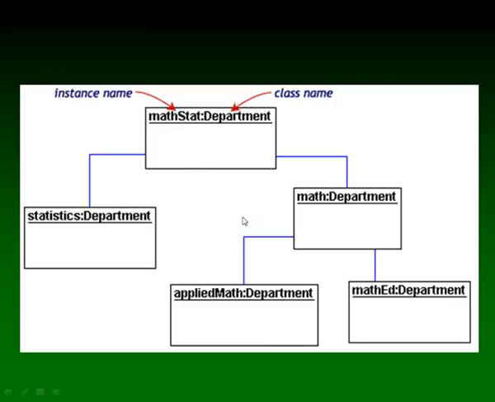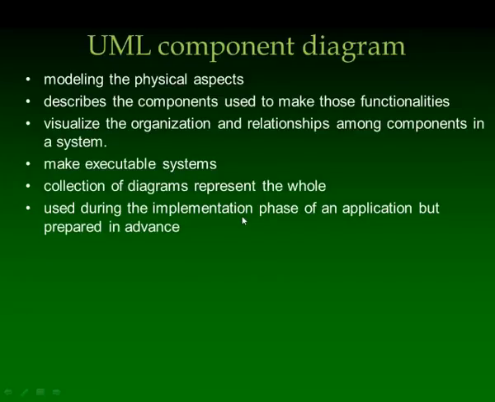Okay, and then we've got the component diagrams, which are one of the two kinds of diagrams found in modeling the physical aspects of an object-oriented system. Physical aspects are the elements like executables, libraries, files, documents, and so on, which reside in a node. It does not describe the functionality of the system, but it describes the components used to make these functionalities.